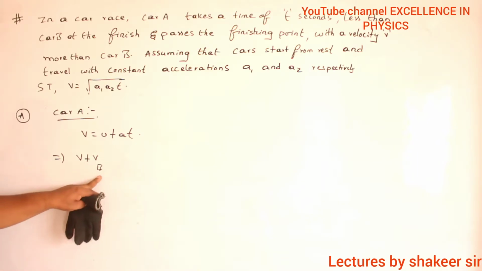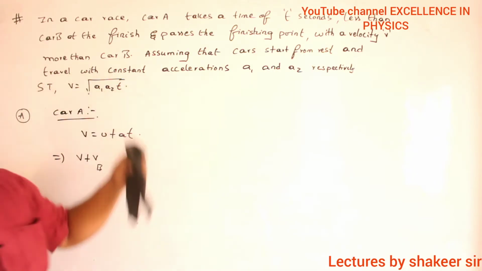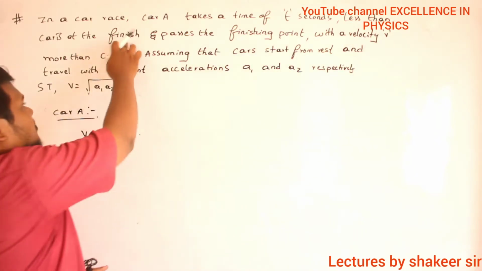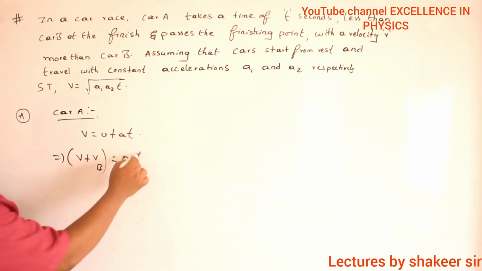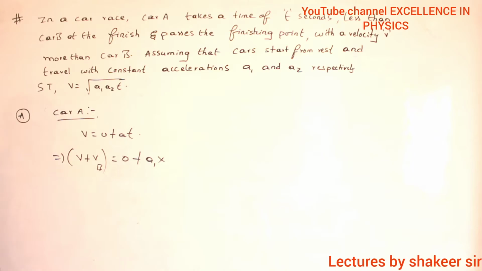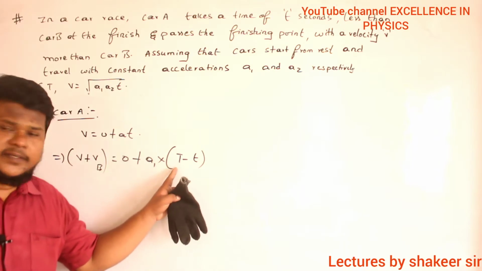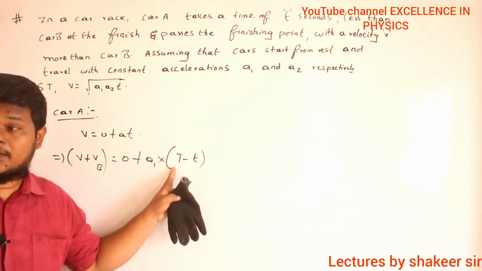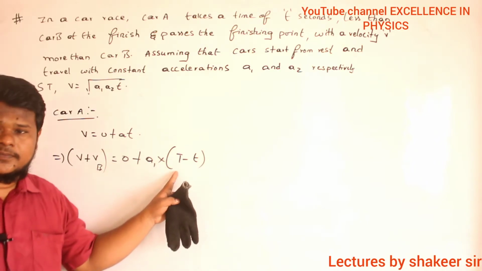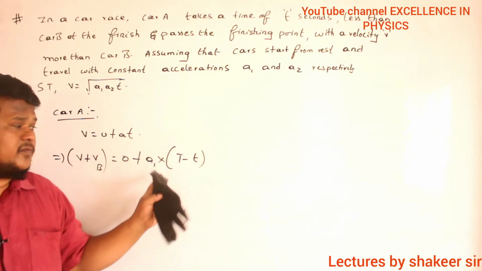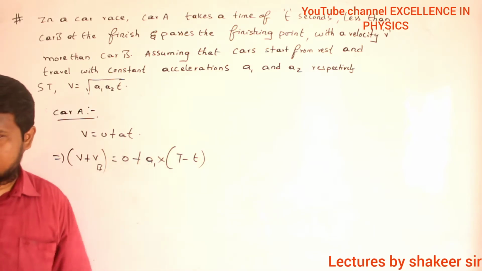At the finish line, when compared to the final velocity of car B, car A has velocity v greater. That's what he is saying, with a velocity of v more than car B at the finish point. So, v plus vB. Initial velocity is 0. Acceleration is a1. Time taken is capital T minus small t. What is this capital T? Capital T is the time taken by car B. When compared to car B, car A is taking a time of small t lesser. So I am writing T minus t. This is one equation which I can use.